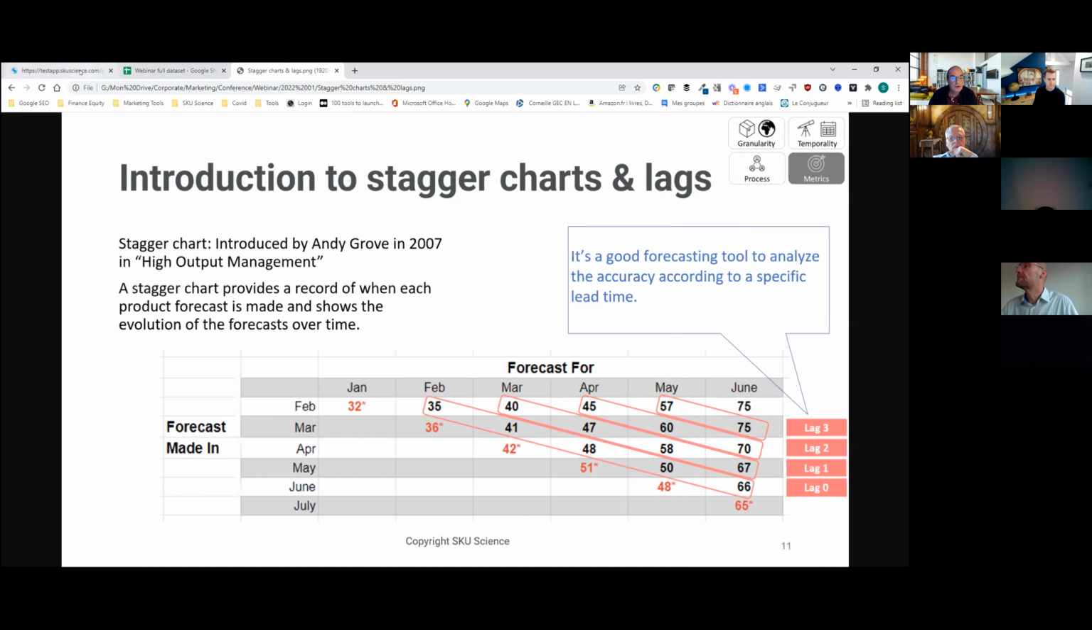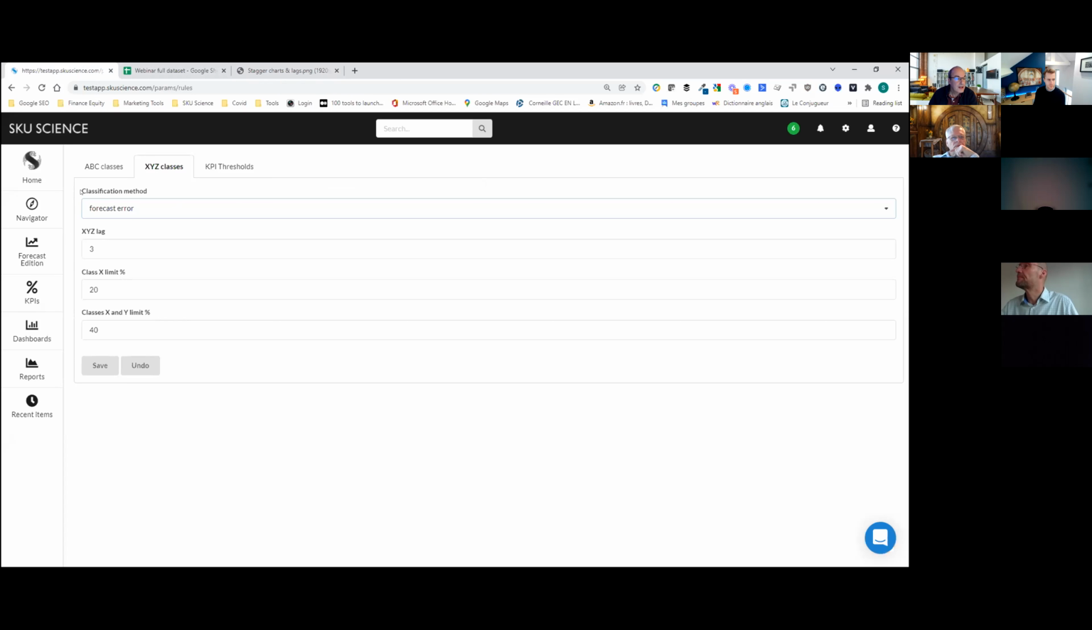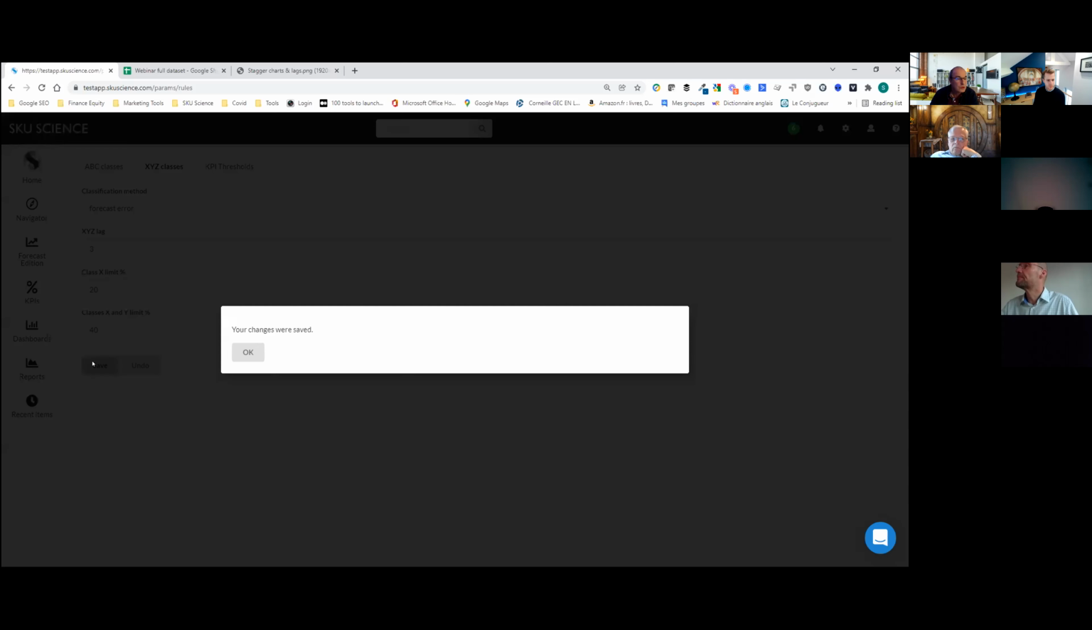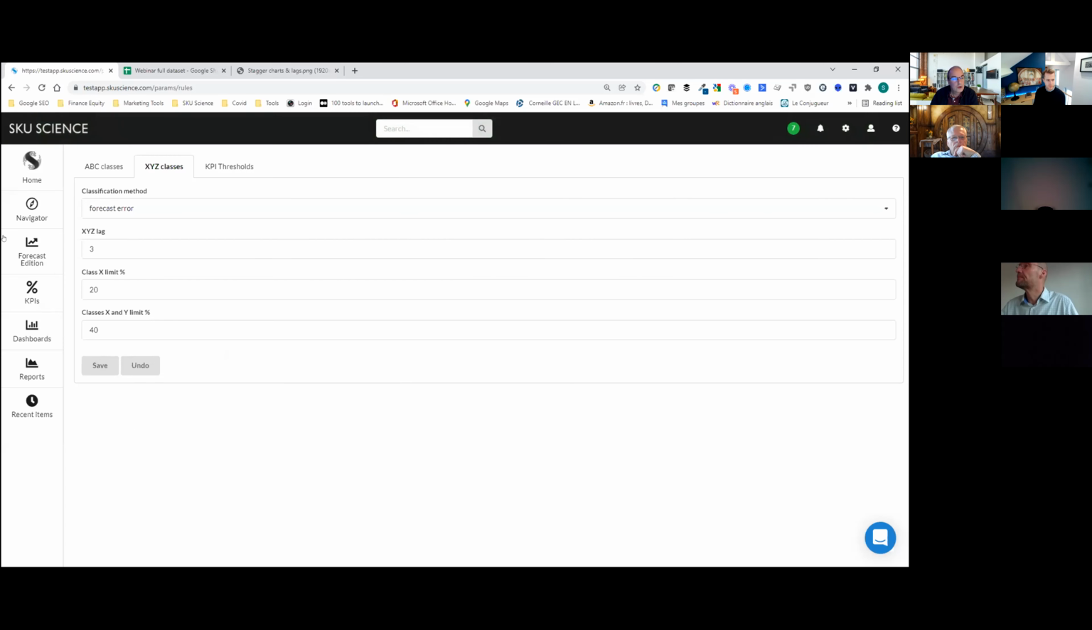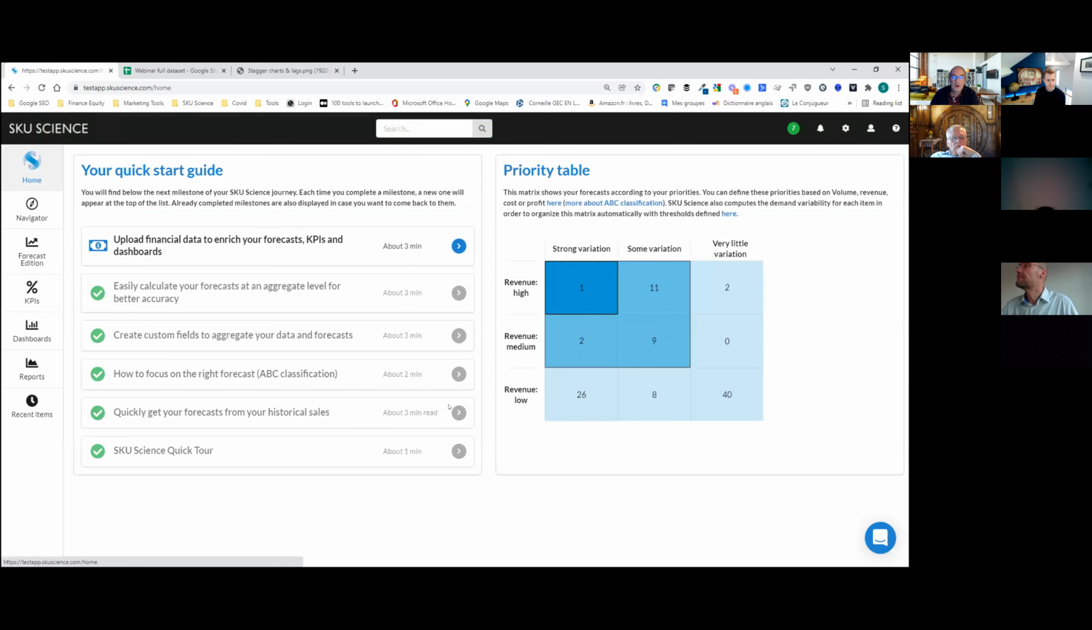If we go back to the tool and I select the forecast lag 3, for example, which means I have a 3 months lead time and I really want to focus my forecast error on this 3 months lead time, I just need to save this information, and automatically the tool recomputes all this classification. As you can see now, I just have one item remaining here in this section. First we moved from volume to revenue, and now we are focusing on revenue, and here this is really about the forecast error.